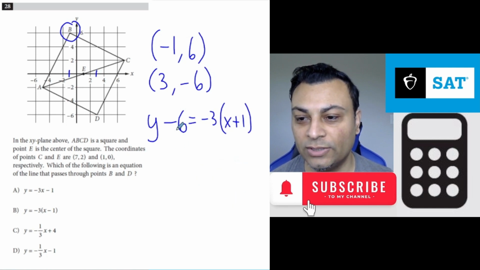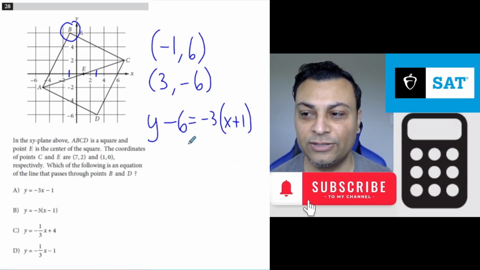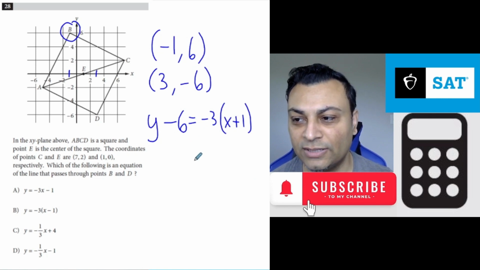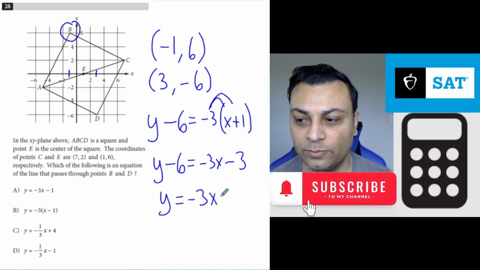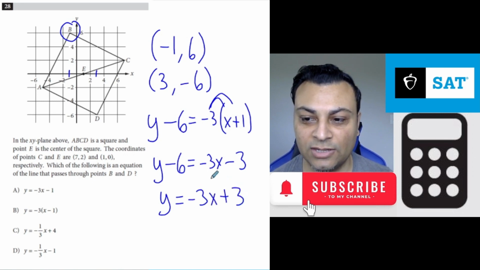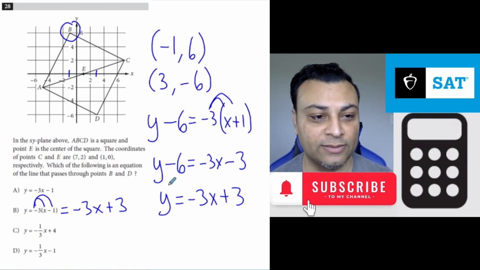Okay, and so this is exactly one of these, but it's very, very long because you have to move things around and you have to get y minus 6 equals -3x minus 3. And then you have to add 6 to both sides, so you get y equals -3x plus 3. And that's the answer, and then we compare it to one of these, and this one, if you distribute it, it's -3x plus 3. So we do have a match using this method.